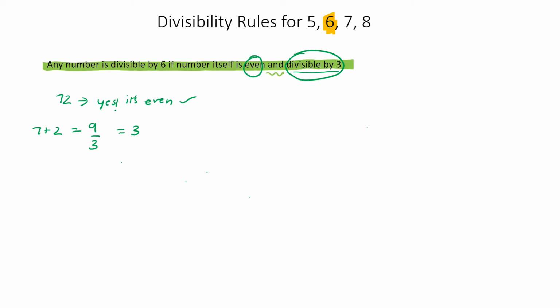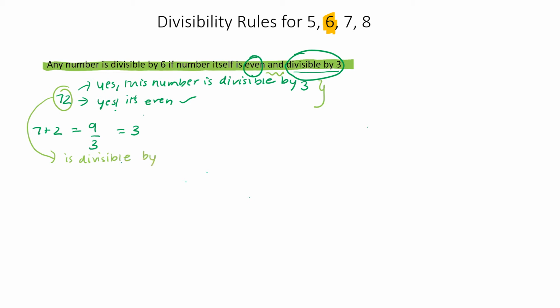So we can also say that yes, this number is divisible by 3. And now that we have both of our statements satisfied, we can conclude that 72 is divisible by 6.